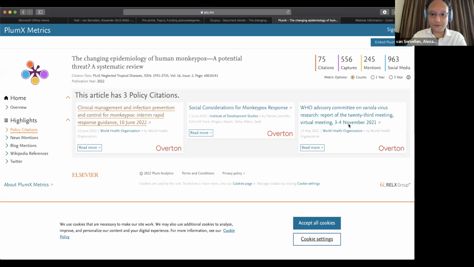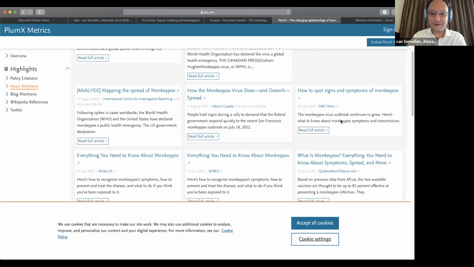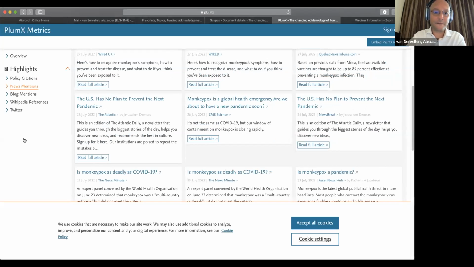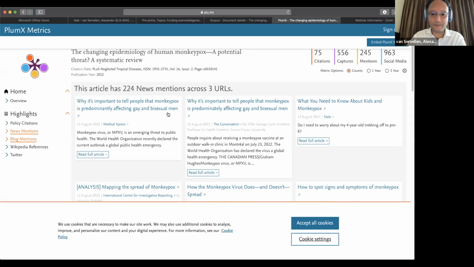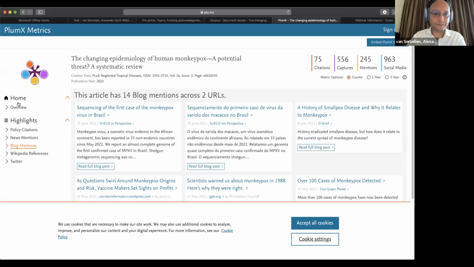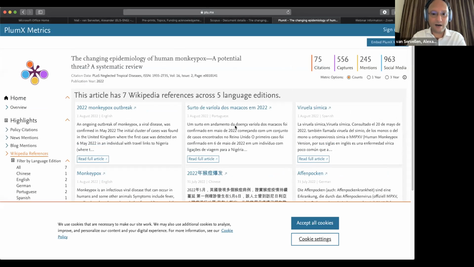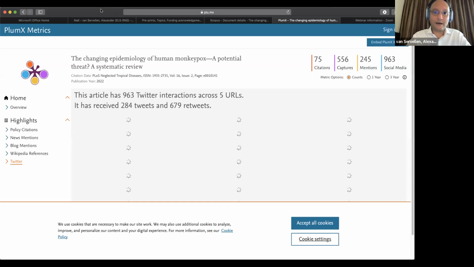It's been mentioned in the news a lot, as we know, monkeypox has been very newsworthy, but there are news articles that mention this systematic review specifically, as well as blogs. So people who are blogging about science and findings have been mentioning this paper. And it's being used in the references of Wikipedia articles, including some in different languages. And here you can see that, wow, it's got 963 Twitter interactions. So there's a lot of information that you can find about papers. So I'll just go back here.